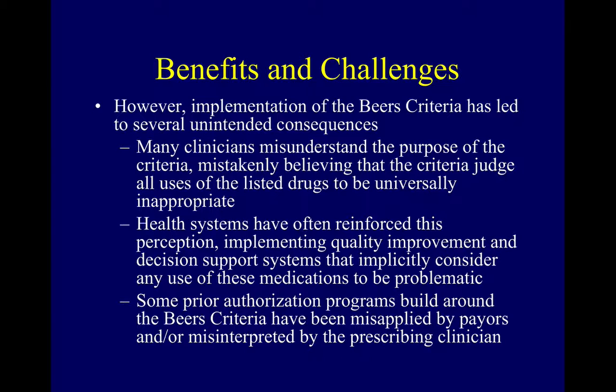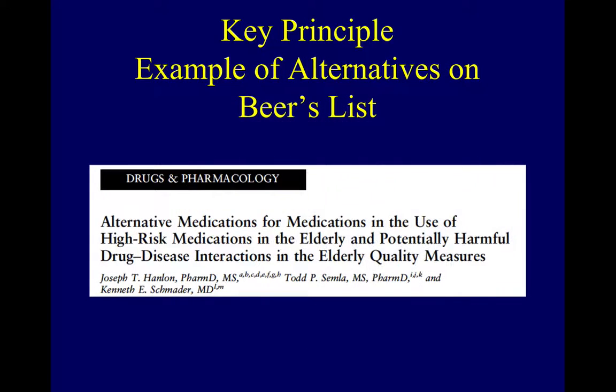The other challenge with these Beers criteria is that health systems have often reinforced this perception, implementing quality improvement and decision support systems that implicitly consider any use of these drugs inappropriate. And some prior authorization programs, we've seen this in our Med D plans, just stop covering the drug because it's a Beers criteria drug. And sometimes the patient could benefit from the drug.